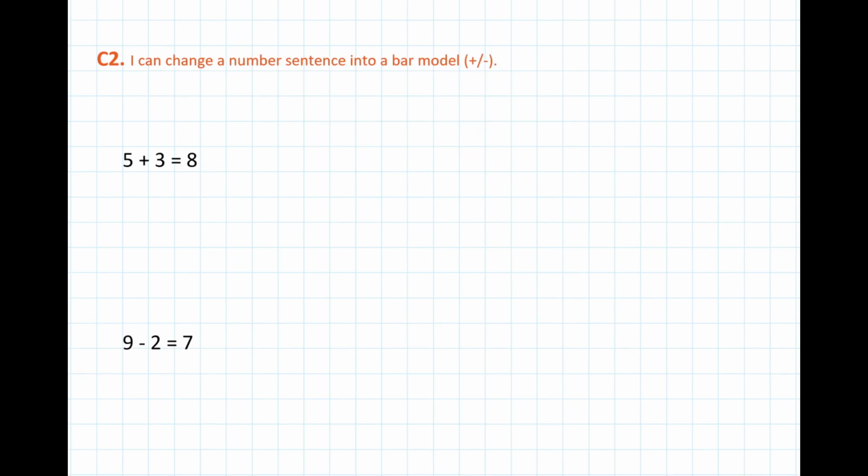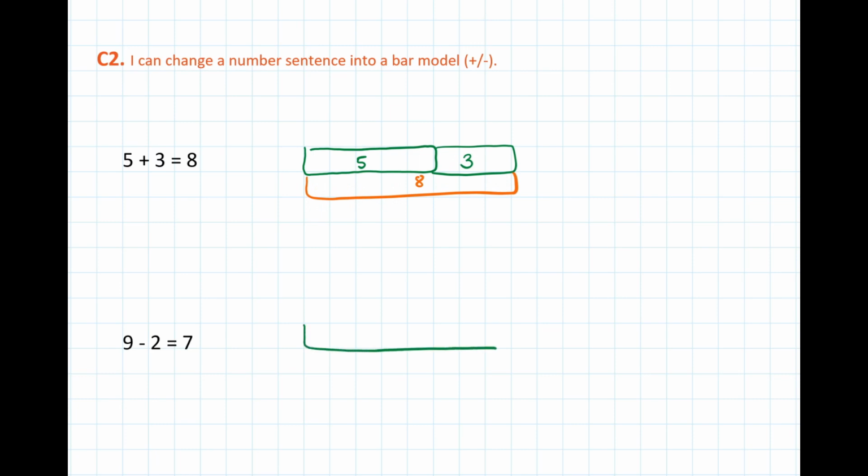We'll now look at how we can represent our number sentences on a bar model. So as we have just seen, we can represent addition as such. 5 add 3 equals to 8. We can also look at subtraction, which will be slightly different, because we'll have 9 take away 2 from the 9, and the result will be 7. So you can take a look at how addition and subtraction looks differently on a bar model.